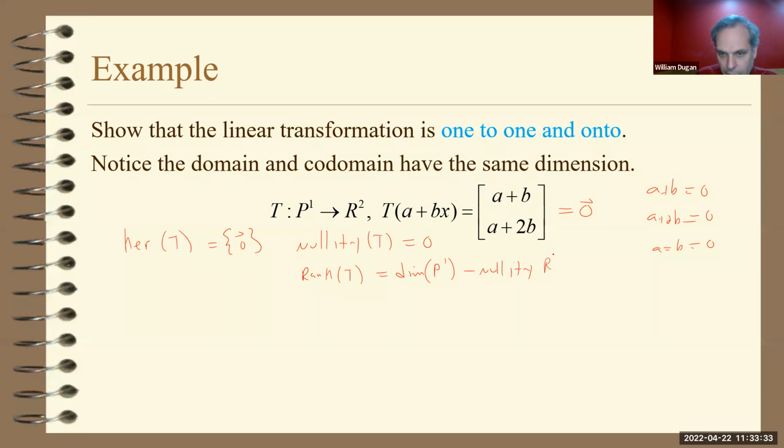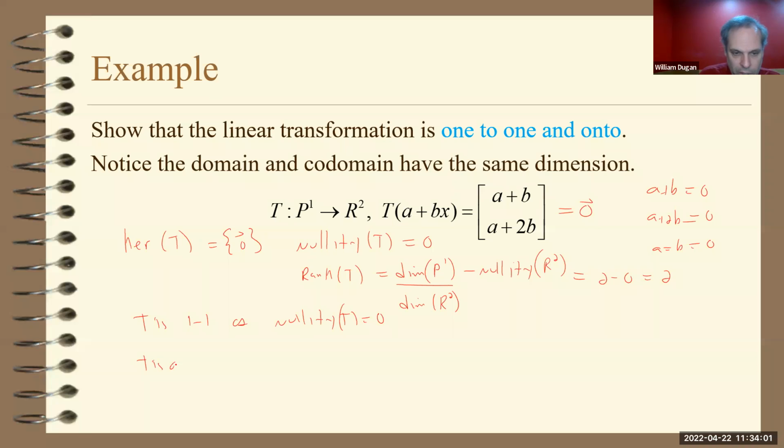of T. And notice that this is the same as the dimension of R2. So this would then be 2 minus 0, which is 2. So T is 1-to-1 as the nullity of T is 0.